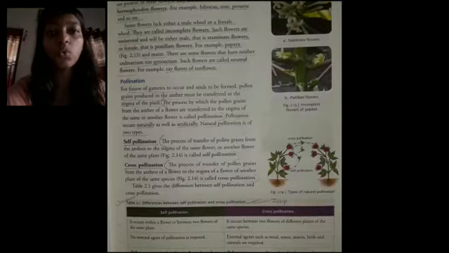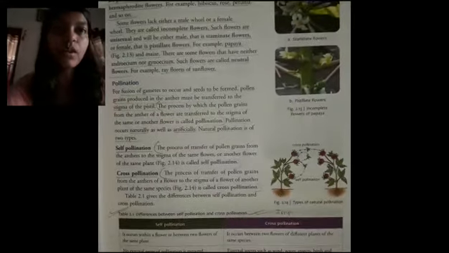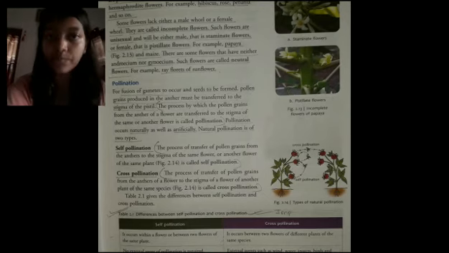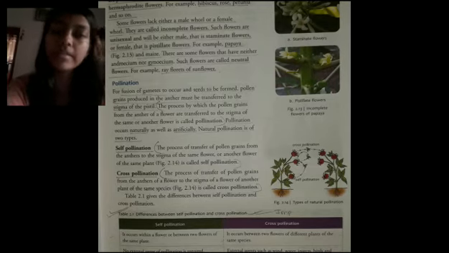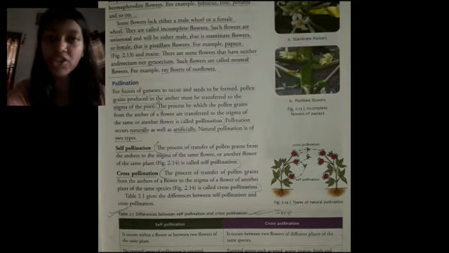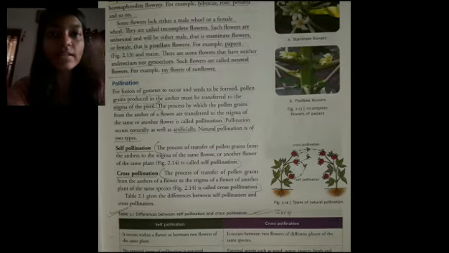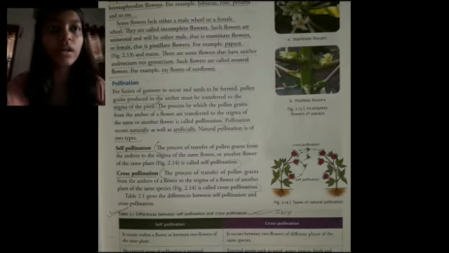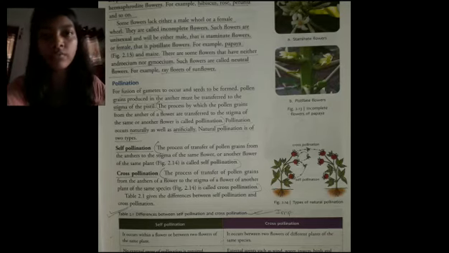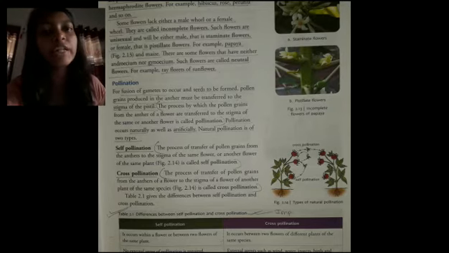Next we come to pollination. For fusion of gametes to occur and seeds to be formed, pollen grains produced in the anther must be transferred to the stigma of the pistil. Now we know that in sexual reproduction the fusion of the gametes is mandatory. The male gametes have to be fused with the female gametes. Then only sexual reproduction can take place. So for this reason pollination is required. As the trees cannot walk, how do they reproduce? They reproduce by the process of pollination.